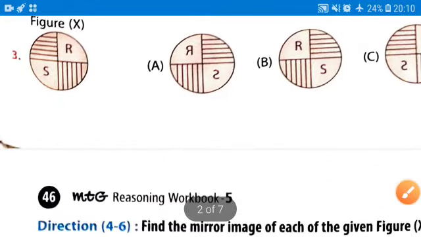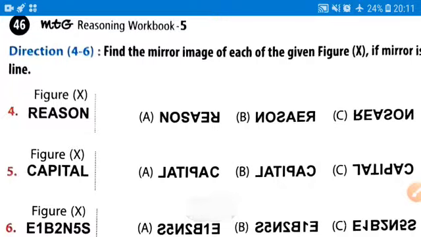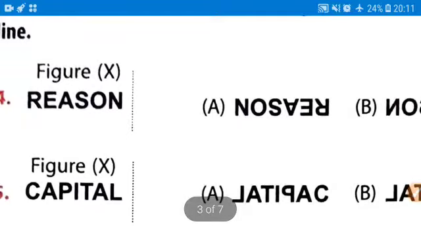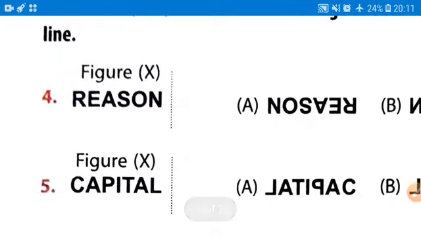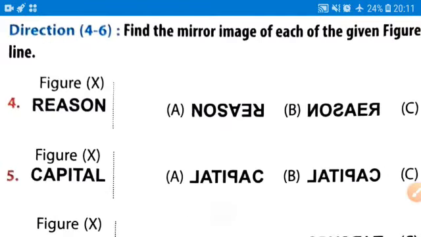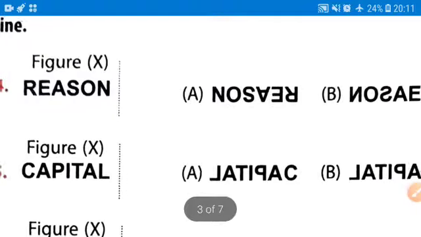Okay, now moving further to question number 4. We have to find the mirror image of this word, that is reasoning. What we learn in the VMAT is only reasoning, verbal and non-verbal reasoning.